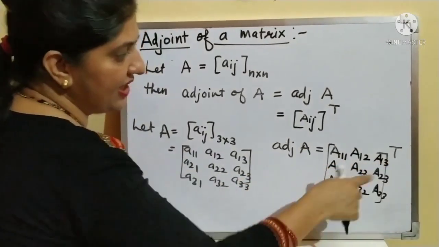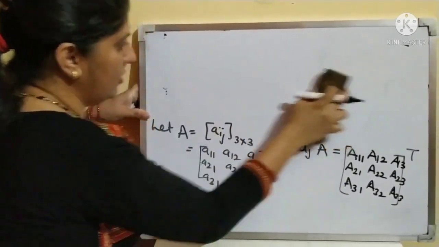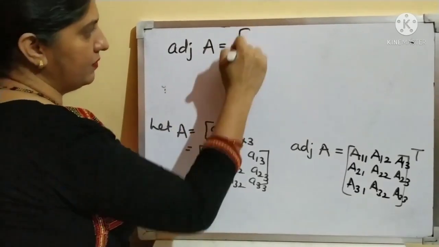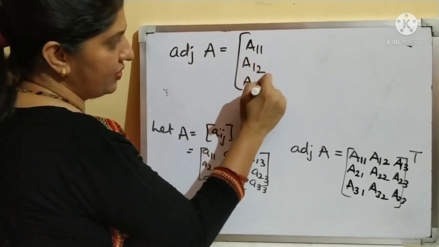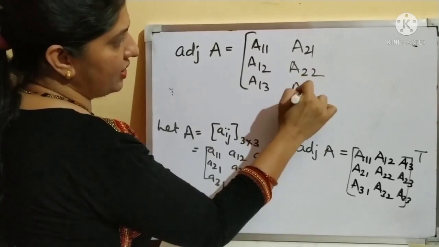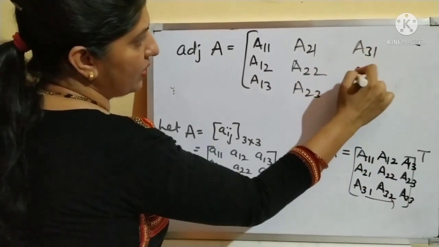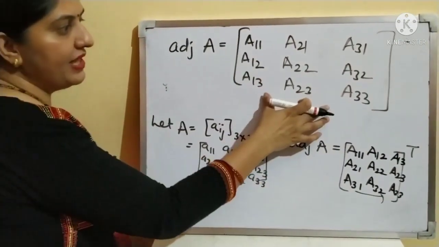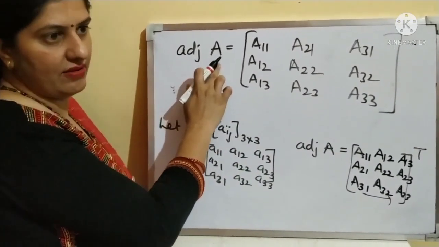Now we have to take transpose of this matrix. What we get? Adjoint of A is equal to, first row becomes first column A11, A12, A13. Second row becomes second column A21, A22, A23. Third row becomes third column A31, A32, A33. The matrix formed in this way is known as adjoint of matrix A.